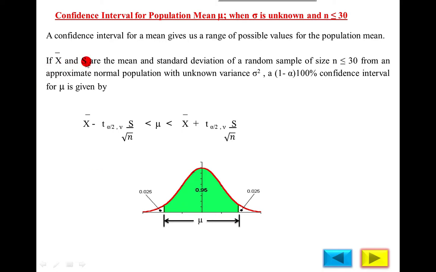So if x bar and s are the mean and standard deviation of a random sample of size n less than or equal to 30 from an approximate normal population with unknown variance sigma square, this is the important condition, then a (1 minus alpha) times 100% confidence interval for mu is given by this formula. It is used for population mean mu when sigma is unknown and sample size is small, less than or equal to 30. You used the same condition in testing of hypothesis.